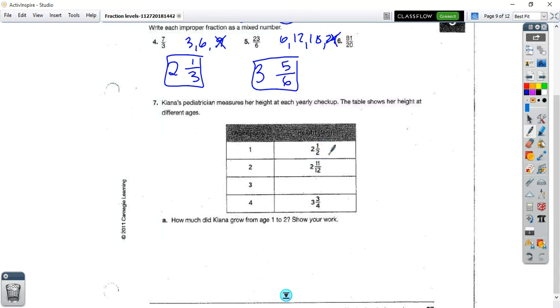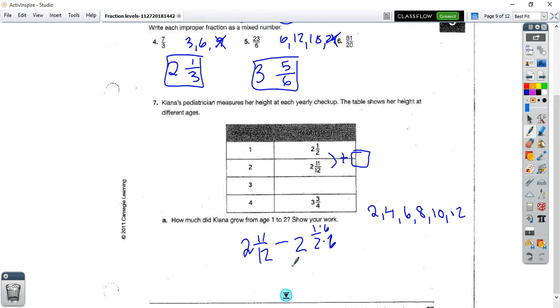Well, if we're looking at growth, we're trying to figure out how much we add. We can do that by subtracting. So plus some number. And so we have 2 and 11/12 minus 2 and 1/2. Well, we know that 2, 4, 6, 8, 10, 12. So this is times 6, so this would be times 6 times 6. And so I have 2 and 11/12 minus 2, and instead of that, I'm going to cross these off. 1 times 6 gives me 6, and 2 times 6 gives me 12. So I have 11/12 minus 6/12 is equal to 5/12. So Kiana grew 5/12.